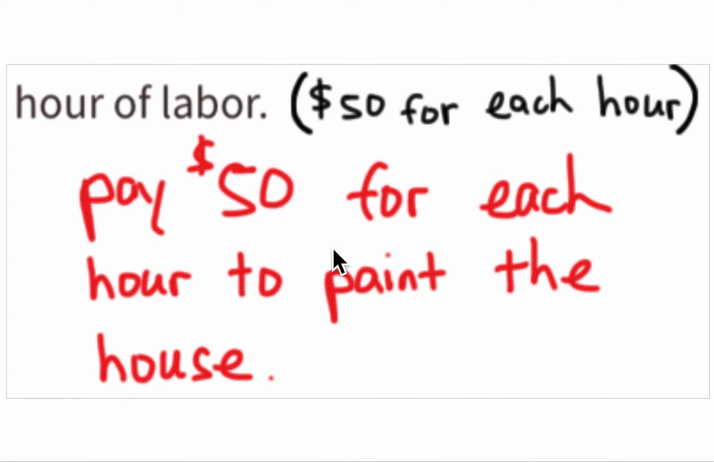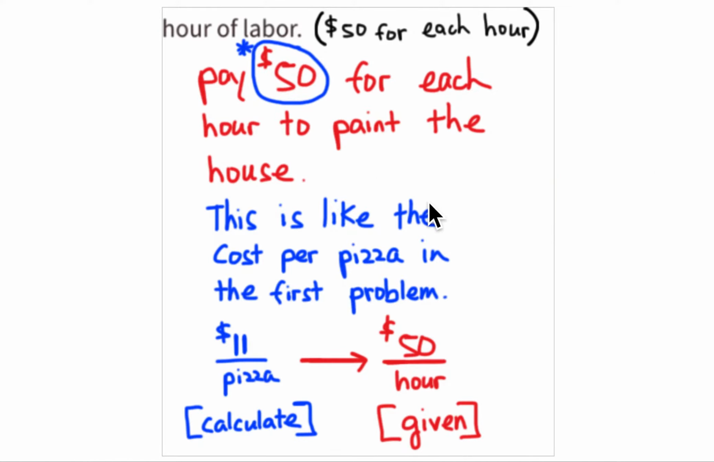You also have to pay $50 for each hour that they spend painting your house. And that's similar to problem number 1, in that the cost of the pizza was $11 per pizza. Again, you had to calculate that in problem number 1. In problem number 2, it's given to you. It's $50 per hour. So it's like the cost per pizza in the first problem. So $50 per hour of work.